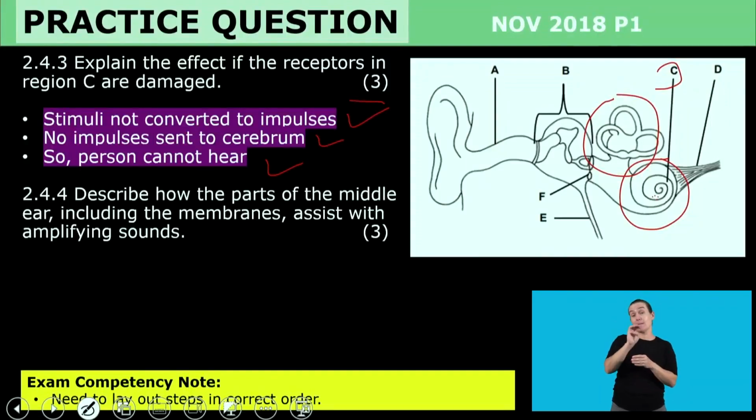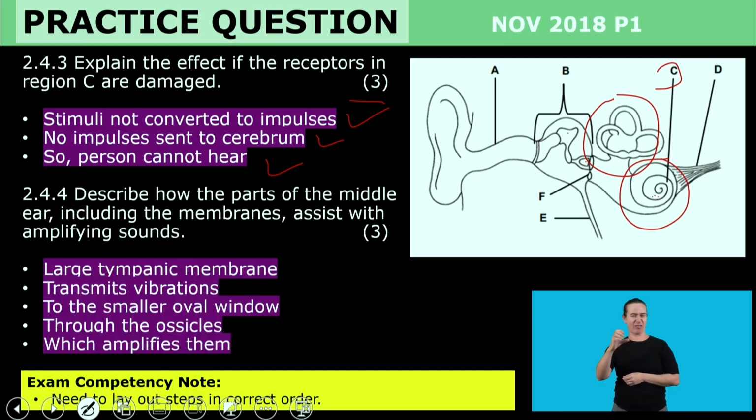244, describe how the parts of the middle ear, including the membranes, assist with amplifying sound. So we are looking at the ossicles, the hammer, anvil, and stirrup. How do they assist with the amplification of sound? The large tympanic membrane transmits vibration to the smaller oval window through the ossicles, which amplifies sound.